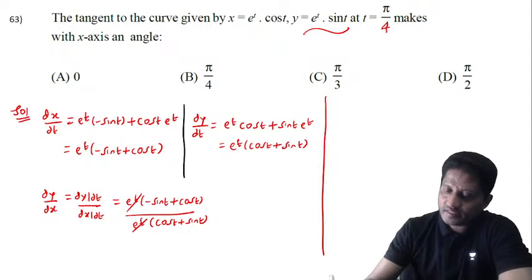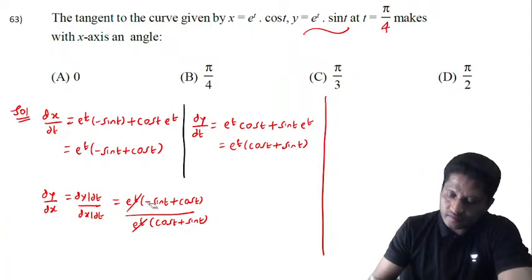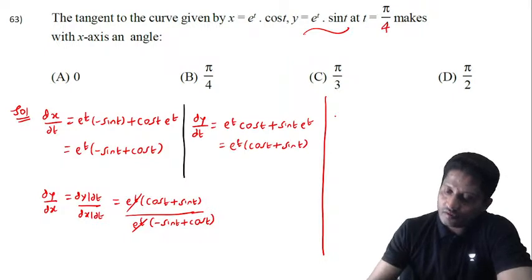Okay, dy by dx is dy by dt by dx by dt. This is cos t plus sine t divided by minus sine t plus cos t. This e power t will get cancelled. Now dy by dx when t is equal to pi by 4.